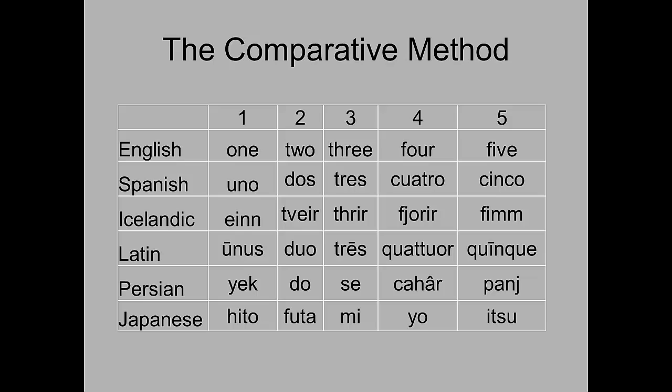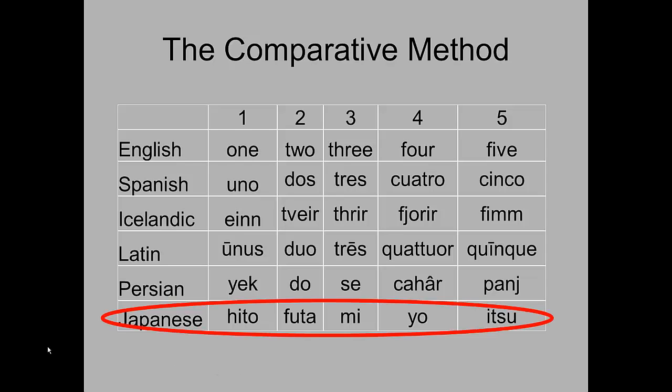Look through this list of words for the first 5 numbers in these 6 languages. It's apparent that one of the languages, Japanese, has little in common with the others. By comparing many words, as well as other features of languages, like the grammar and sound systems, linguists are able to make strong hypotheses about which languages are related and when their precursors split.